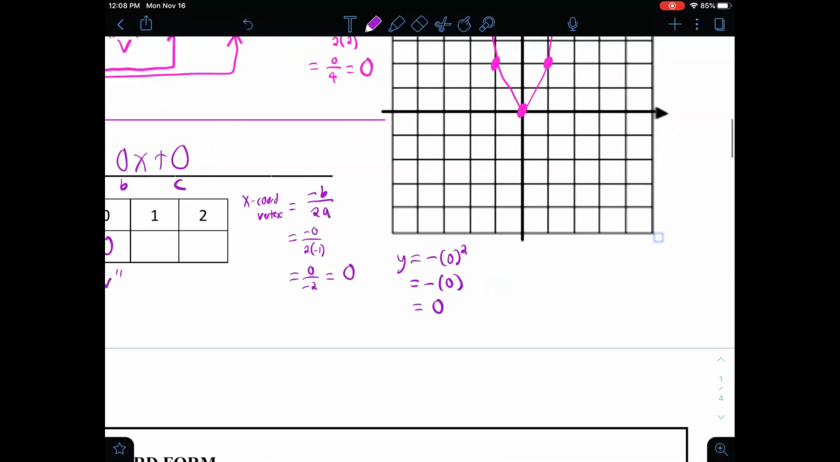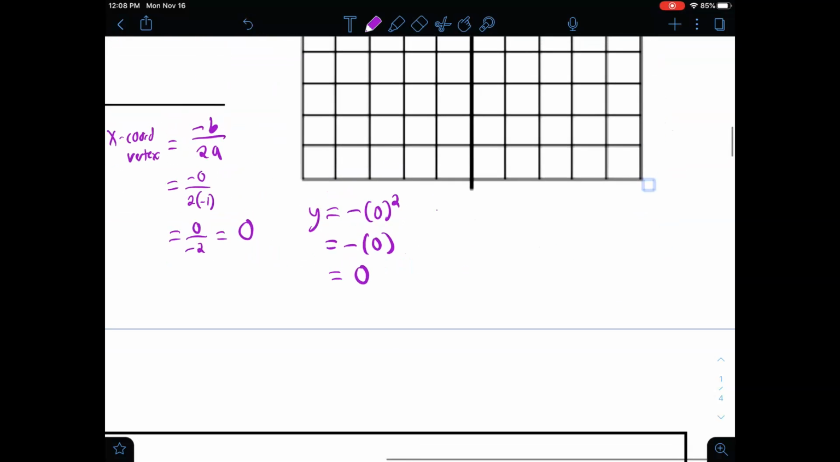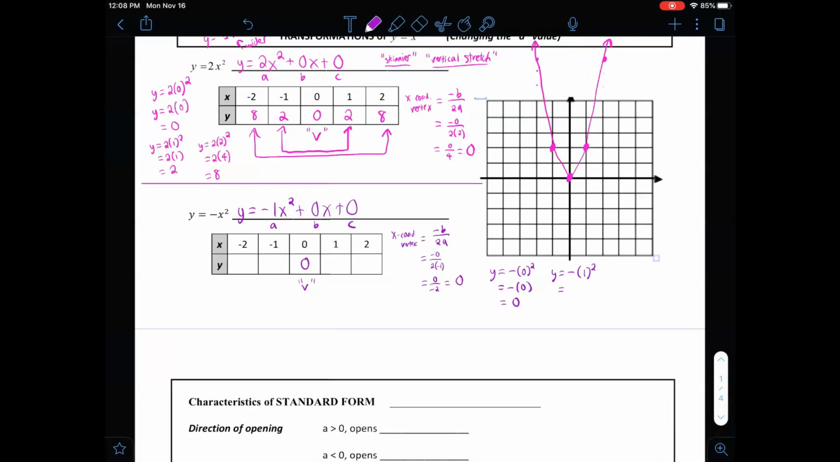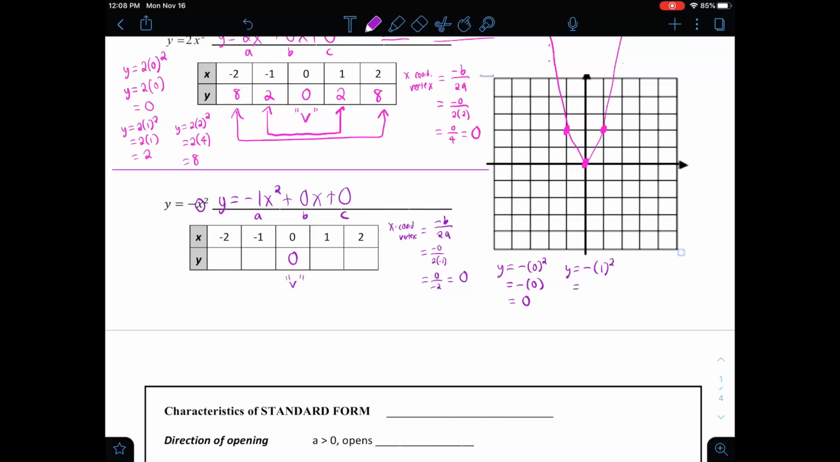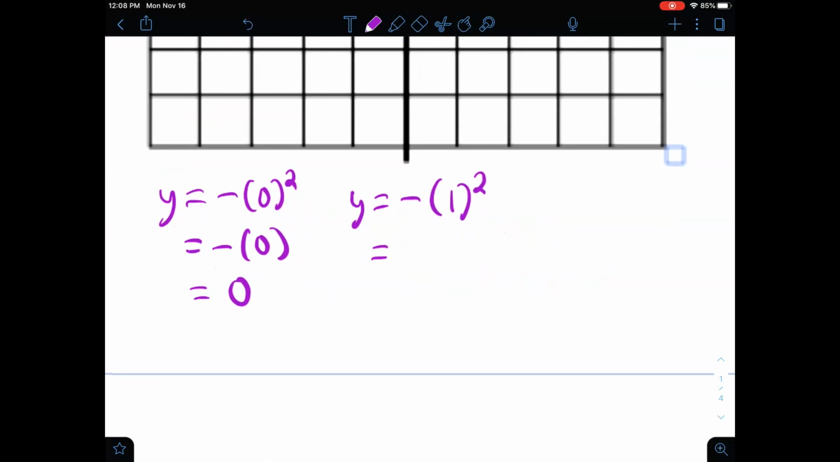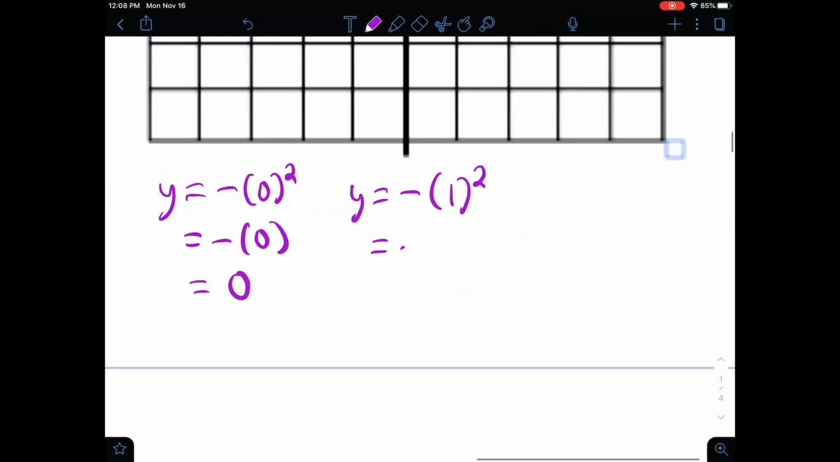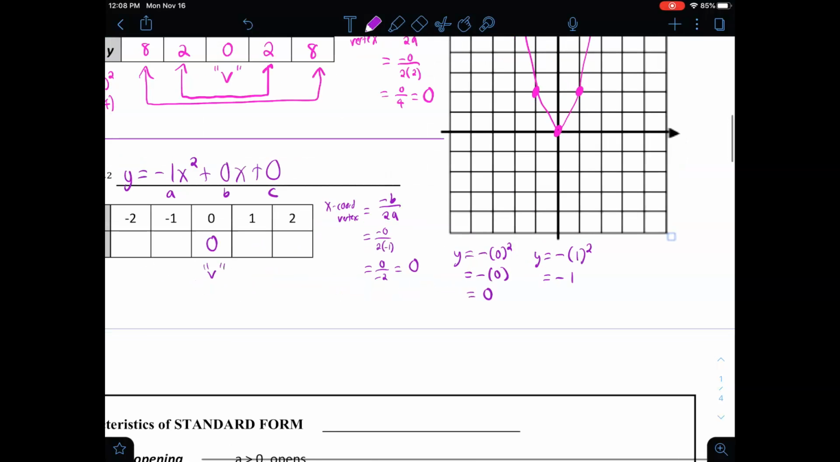Okay, now we need to find 1 and 2. So we're going to plug in 1 and 2. So y equals negative 1 squared. That's the original equation, negative x squared. So x is 1, we plug that in. 1 squared is positive 1, so we get negative 1. So our answer for this one is negative 1. Also, the other one's going to be negative 1. Remember, it's going to mirror.